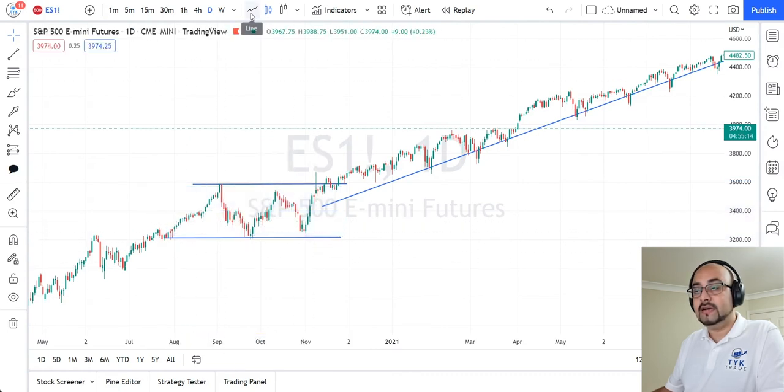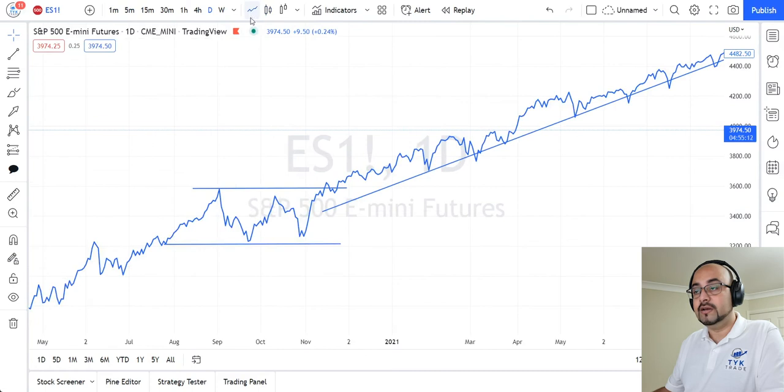And we can verify that by changing it into a line chart. The lines get stuck. The price action gets stuck between these two horizontal lines. That is the simplest possible representation of a sideways trend.